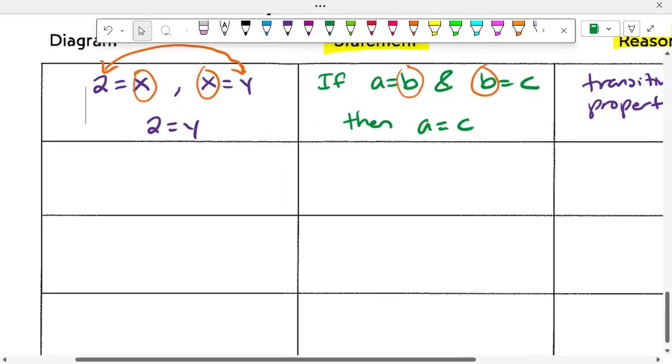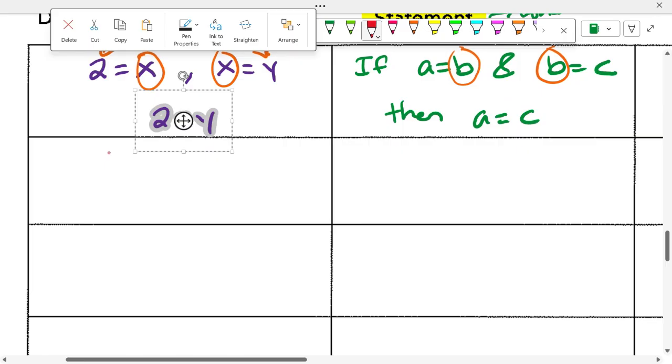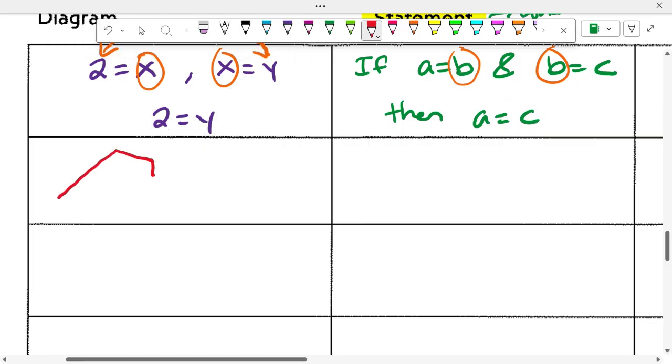The next property, this one actually has a diagram. This one actually has two.